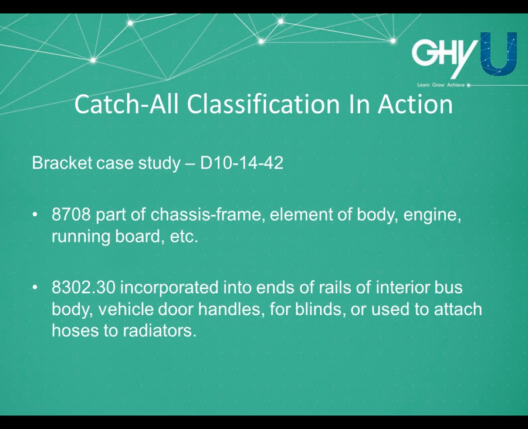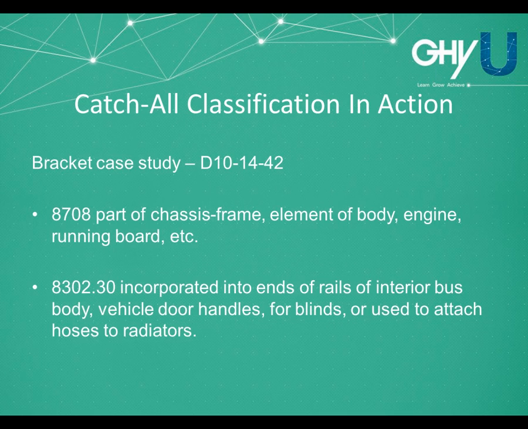I'm going to go through a bracket case study, as over the years they were one of the tougher items to classify for a number of reasons. Lots of them are used for many things, and a lot of them are used in automobiles and buses and so on. So per the slide, an automotive bracket has two areas in the tariff that will warrant consideration, that being heading 8708 and 8302.30.